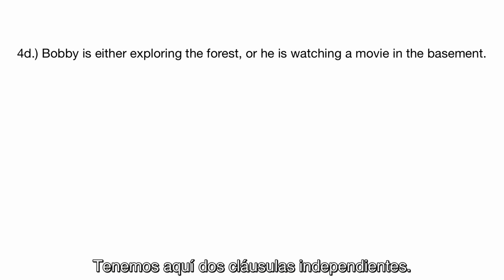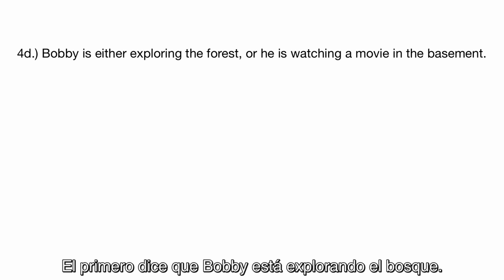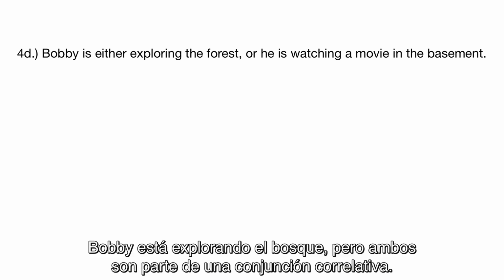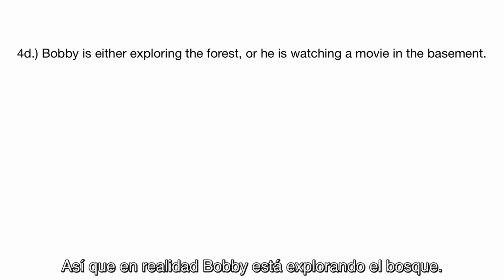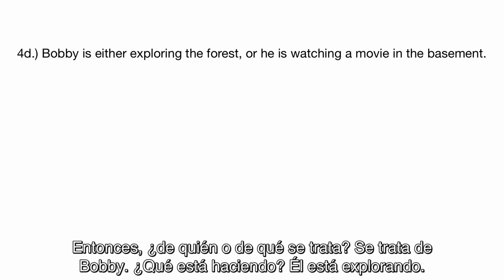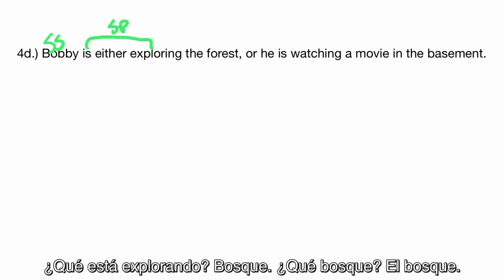We have two independent clauses here. The first one says Bobby is exploring the forest. Bobby is either exploring the forest, but either is part of a correlative conjunction. So it's really just Bobby is exploring the forest. So who or what is it about? It's about Bobby. What is he doing? He is exploring. What is he exploring? Forest. Which forest? The forest.